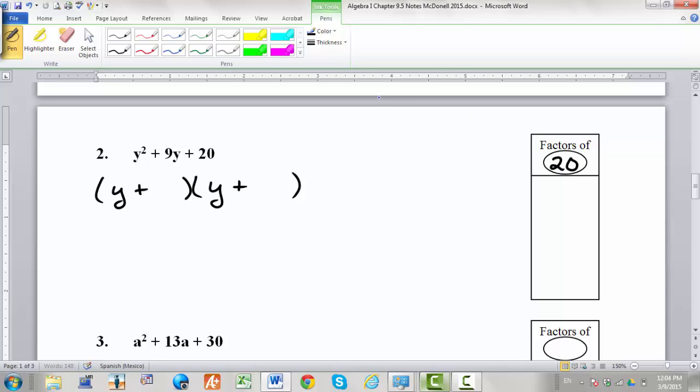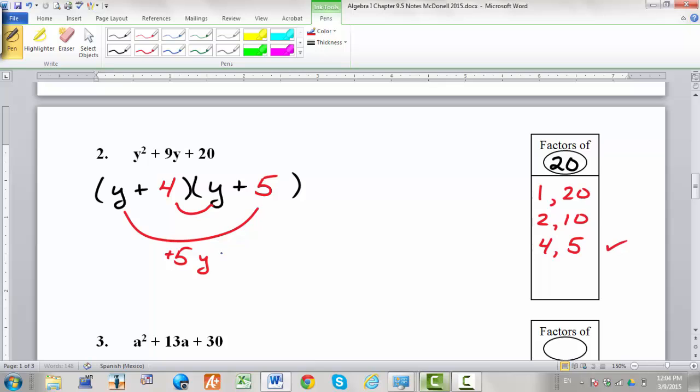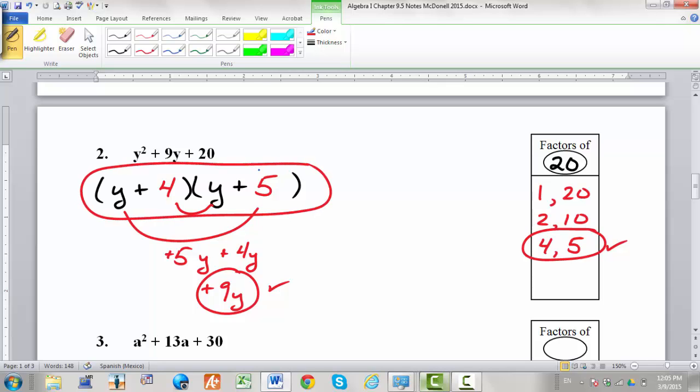So what multiplies to 20, factors of 20: 1 and 20, 2 and 10, 4 and 5. Well, I always like to try to start with the one that is closest together, the 4 and the 5. So I'm going to put 4 and 5 in. And now I'm going to test. Outside, 5y, positive. Inside, 4y. Adding those together, we get a positive 9y. And sure enough, that's correct. So 4 and 5 are our possible numbers, and our answer is y plus 4 times y plus 5.